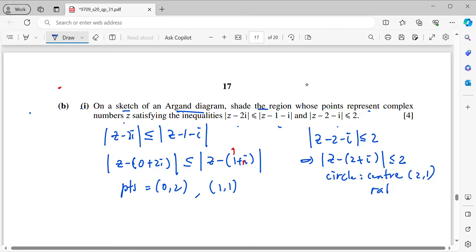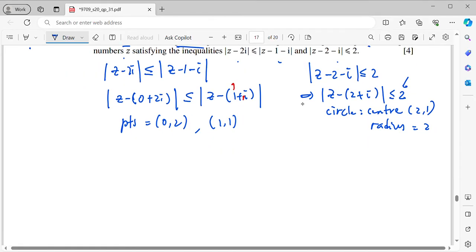And then the radius is 2 units. Now here, when we sketch both on the same diagram, I will draw the circle first. Okay, so let's say here is 2. Okay, here is 2, this is 4, 0, 2, 4. Then here is negative 2.